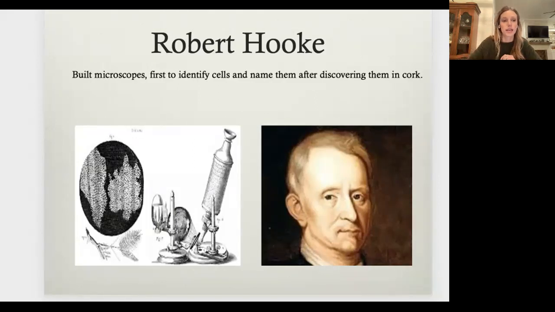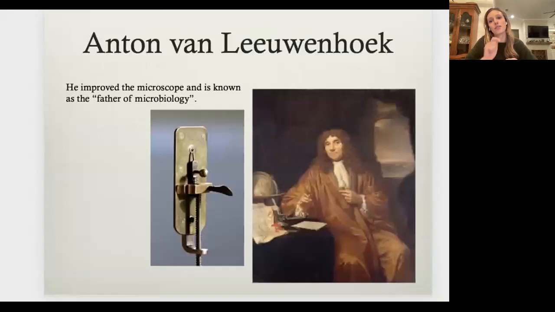Next up is Antoine van Leeuwenhoek. Totally butchered his name, but you don't have to know how to say his name. All you have to know is that he was the father of microbiology. What is micro? Micro is small. What is biology? The study of life. So microbiology is the study of really small living things. Everything that you have to observe under a microscope is going to be microbiology.